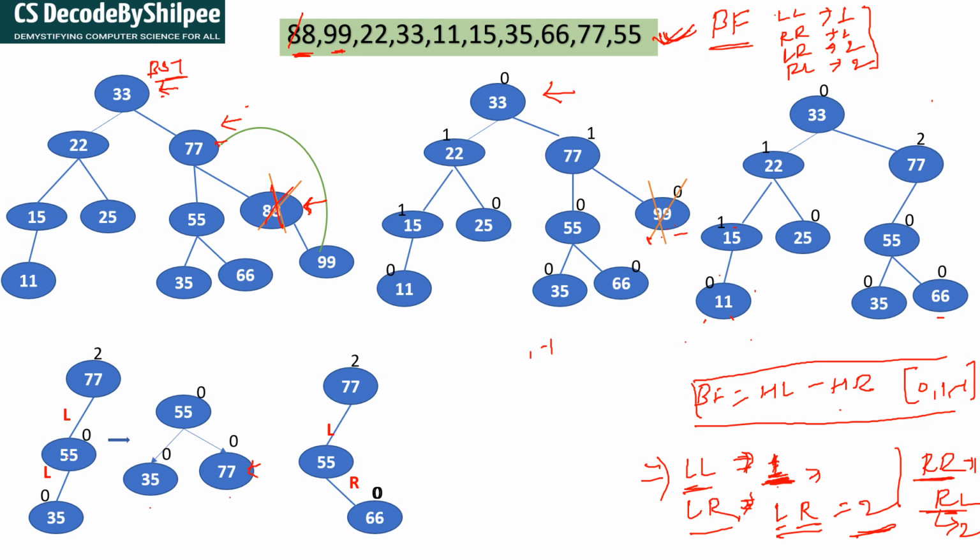Where is 66 going to be stored? 66 will not become the right child, because it's a binary search tree and the right child is always greater. So 66 will come to the left part. 66 comes to the left part.